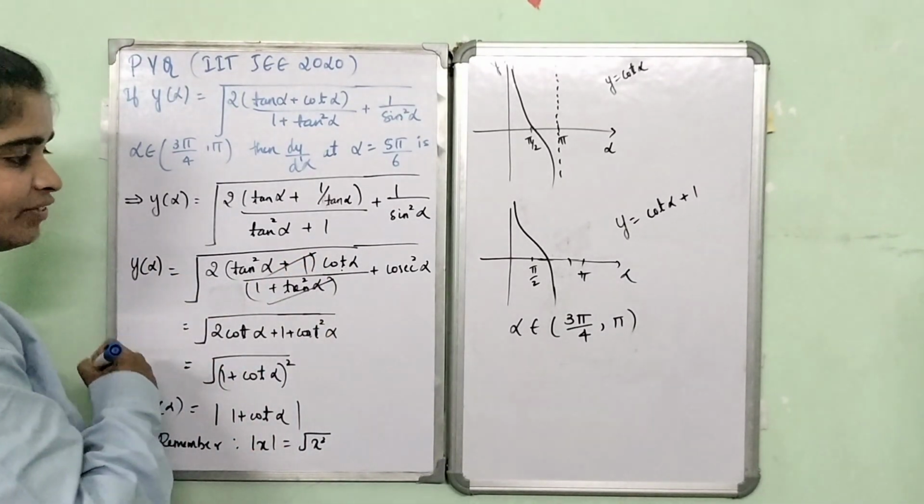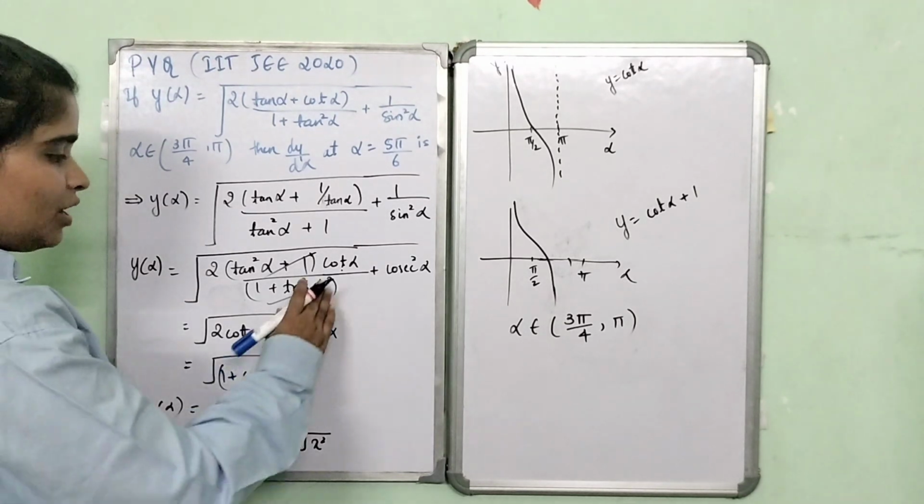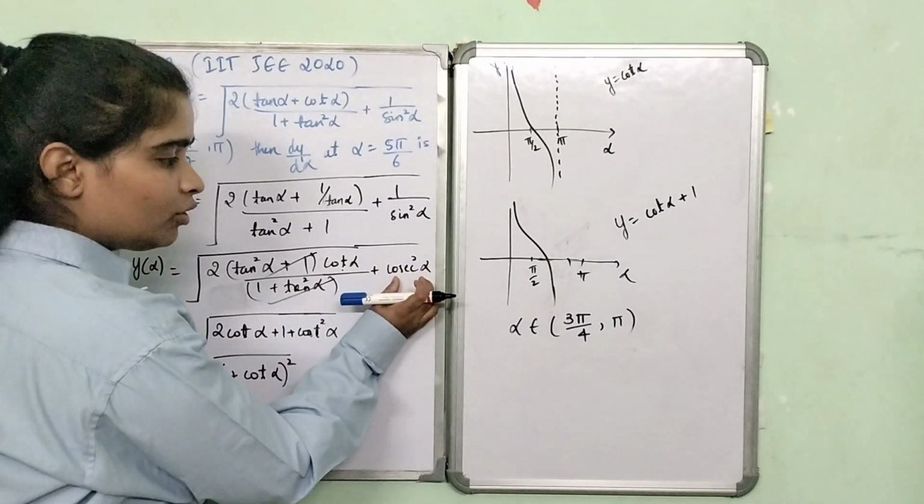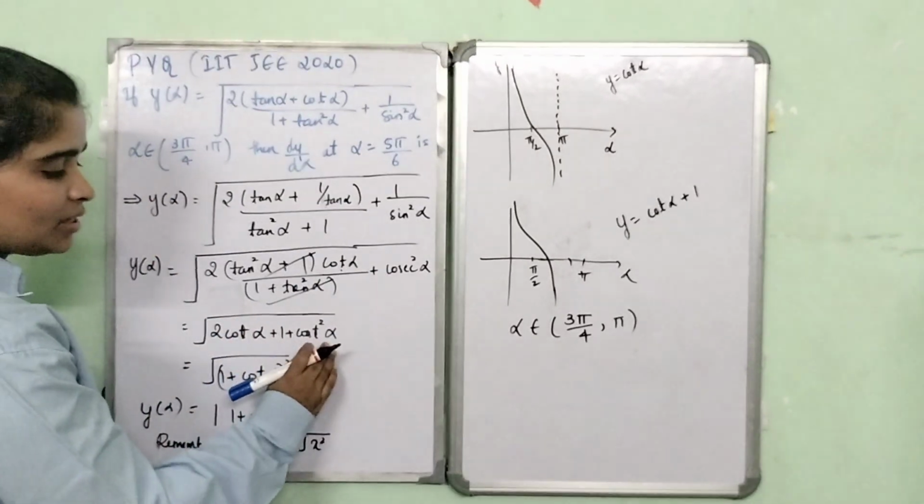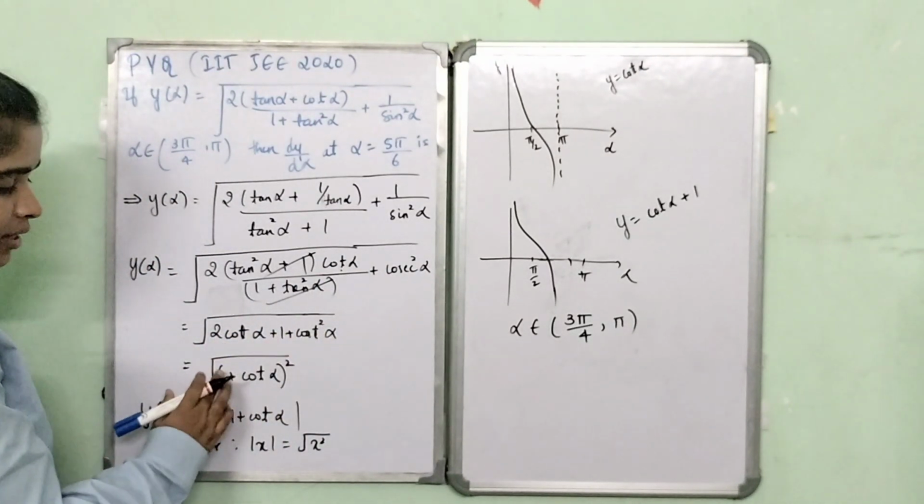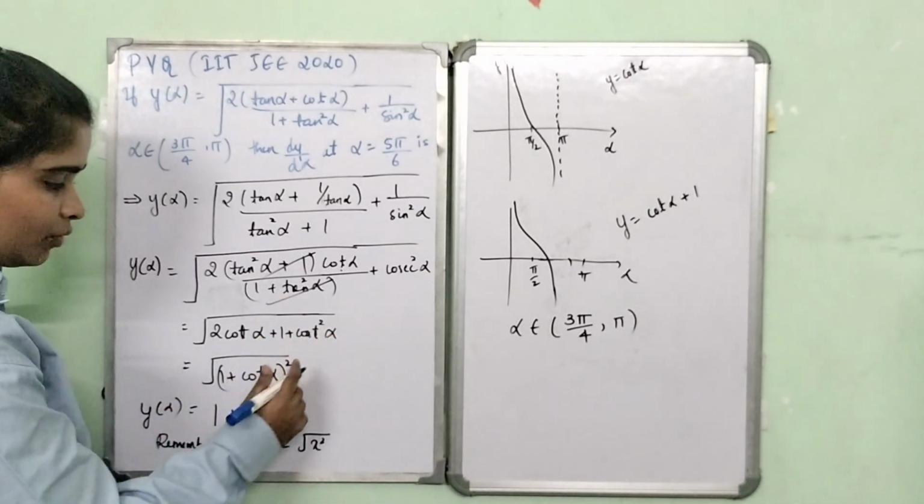Here 1 plus tan square alpha and 1 plus tan square alpha cancel. We are left with 2 into cot alpha, and the formula for cosecant square is 1 plus cot square alpha. Now this is in the form of a plus b whole square, that is 1 plus cot alpha whole square.